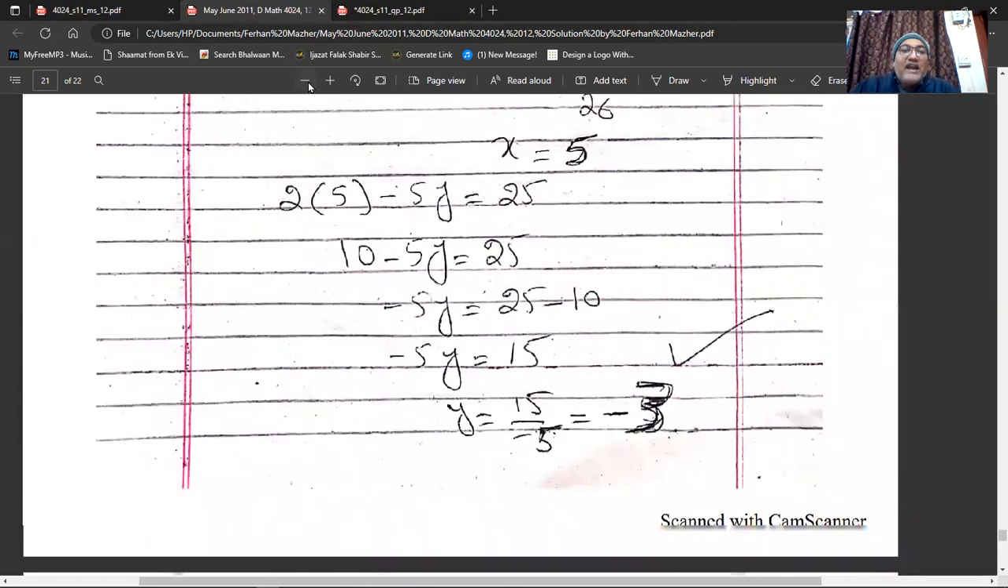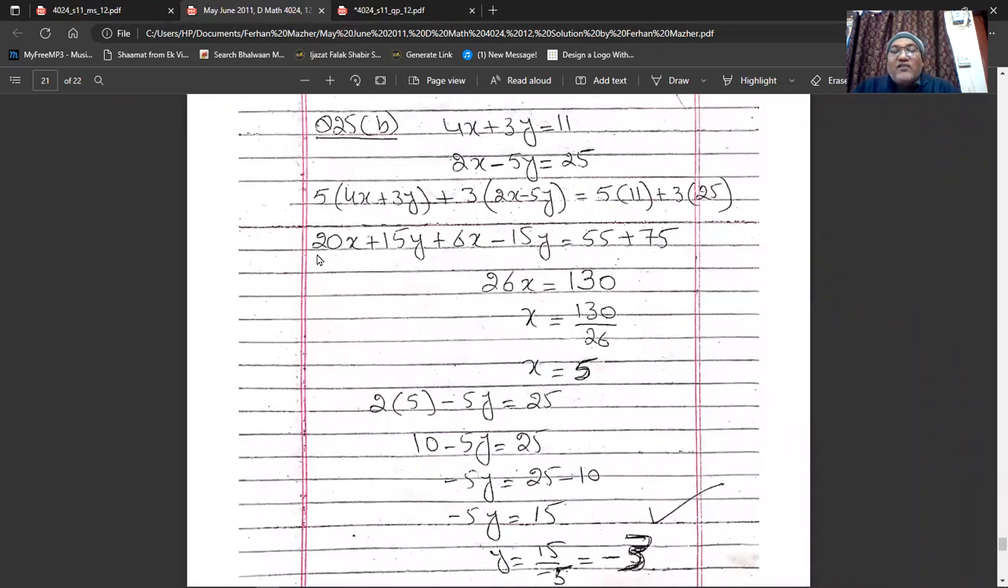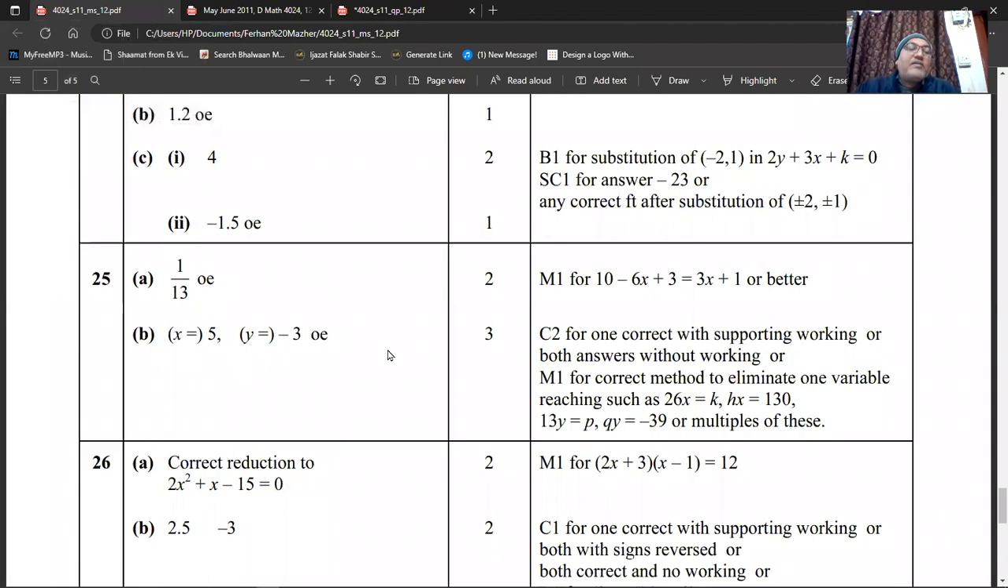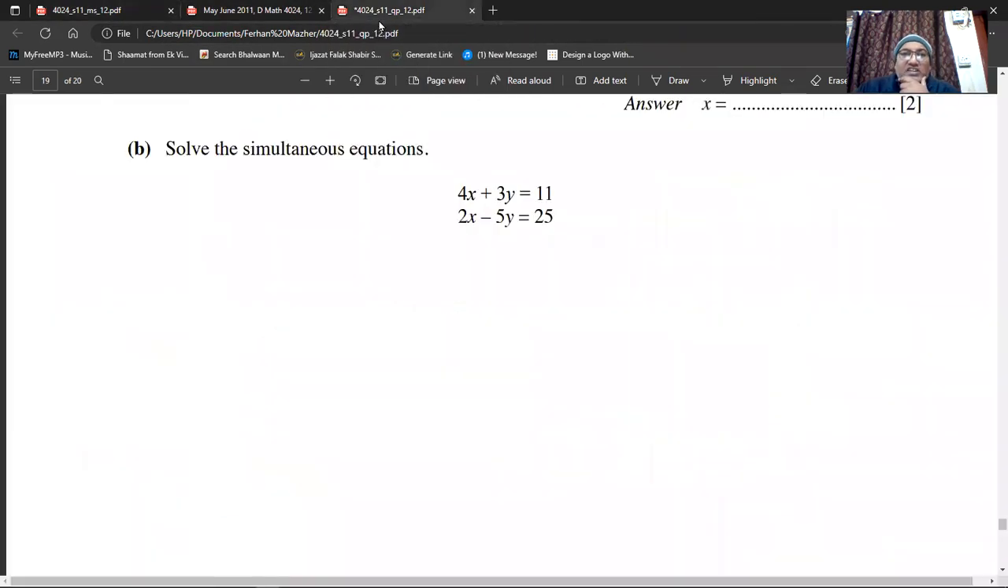Let me show you the whole question. So the value of x is 5 and the value of y is minus 3. 5 and minus 3 is the right answer. I told you about the other answer, 1 whole 1 by 3. This is a typing mistake, or when the format has changed, the thing has changed.